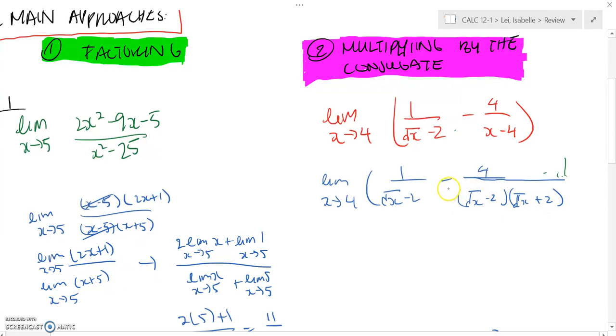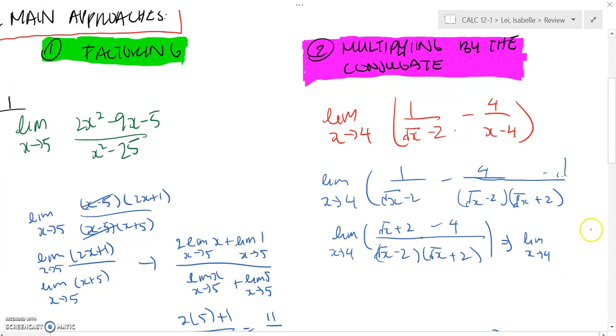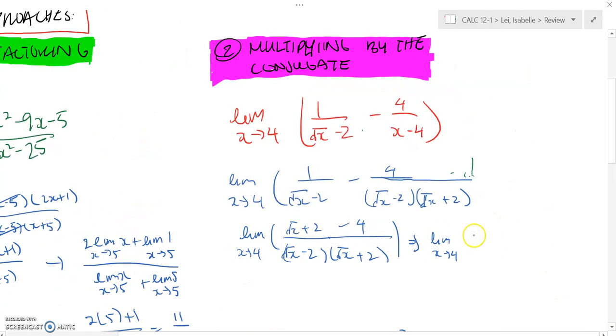So if you want to add these 2 parts together, we want to put it all over a common denominator, so we have to multiply this part by root x plus 2. So it becomes the limit as x approaches 4 of root x plus 2 over root x minus 2 times root x plus 2, minus 4. So that becomes then the limit as x approaches 4 of root x minus 2, that is root x plus 2 minus 4 equals root x minus 2, over root x minus 2 times root x plus 2.